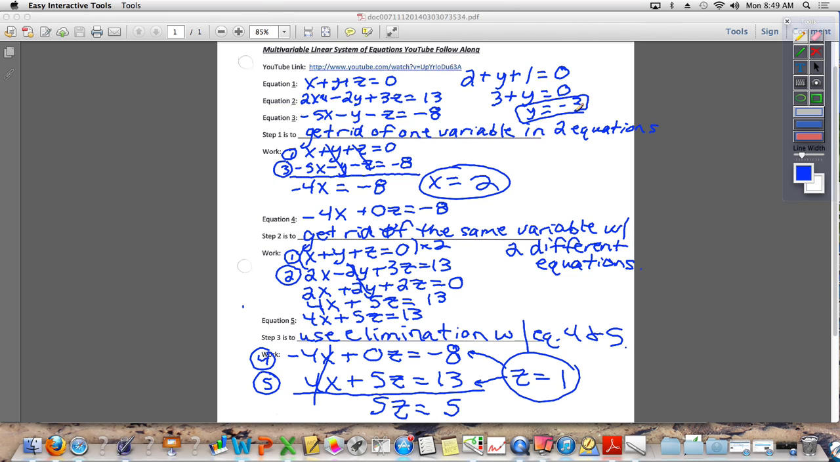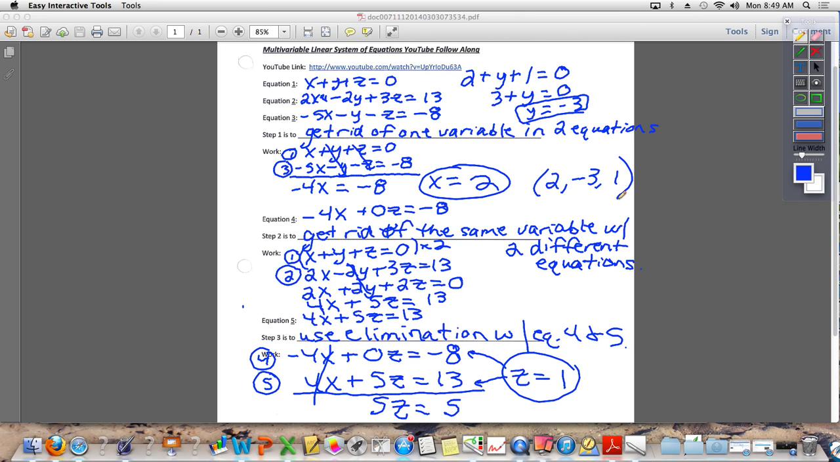I believe at the bottom of your paper, which you can't see up here, you have a place to write your final solution, x, y, z. x is equal to 2, y is equal to negative 3, z is equal to 1. So you would write your solution as 2, comma, negative 3, comma, your z value, which is 1.